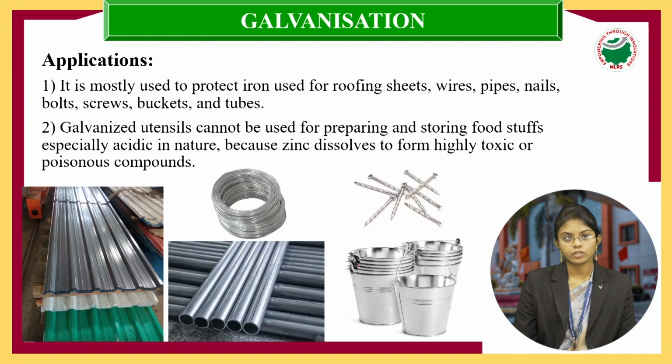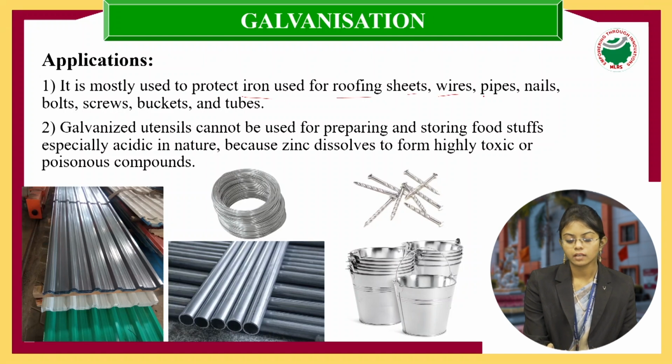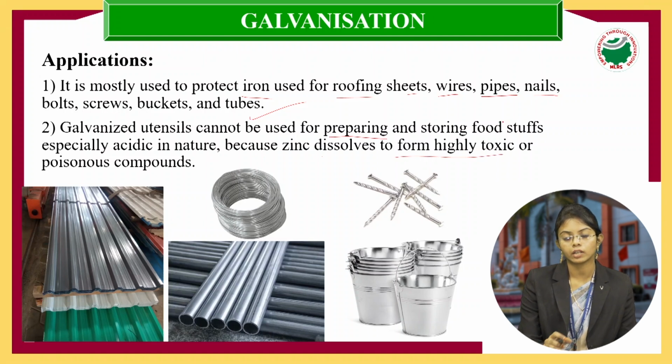Next, we have the applications of galvanization. It is most widely used to protect iron in roofing sheets, wires, pipes, nails, bolts, screws, buckets, and also tubes. But it is not used for utensils for preparing or storing foodstuffs, because when we are pickling with acids, especially acidic in nature, this zinc dissolves to form highly toxic compounds. So for this reason, we are not using it for preserving foods.